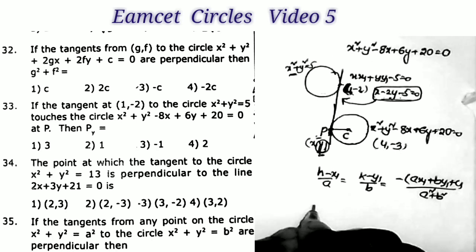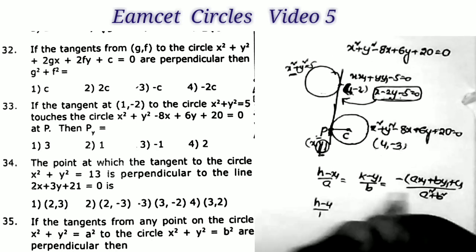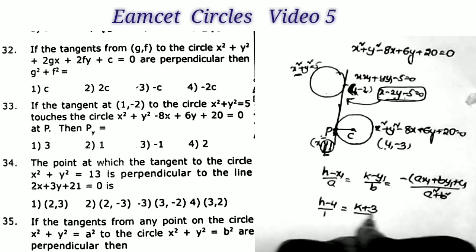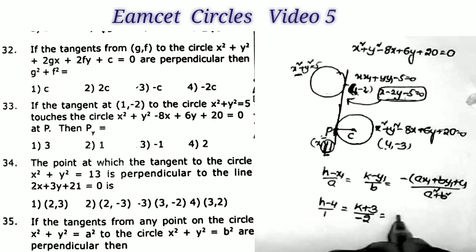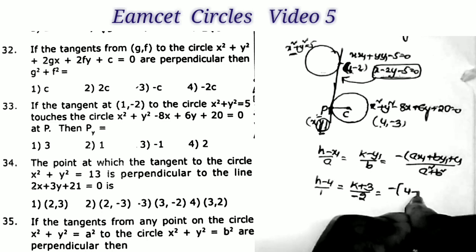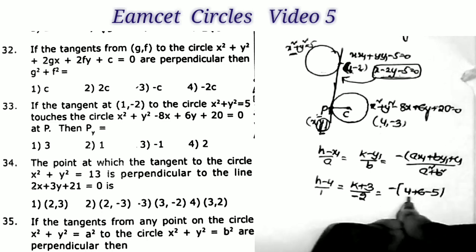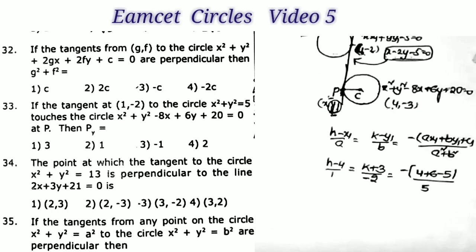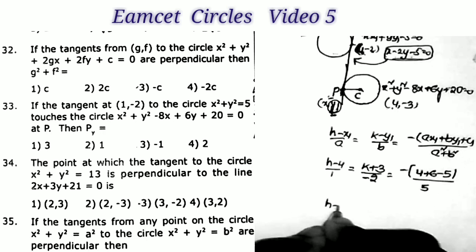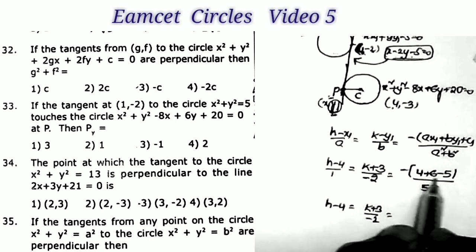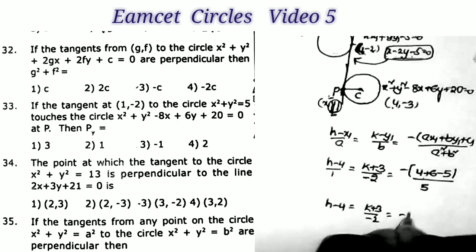Now replacing the values. (h minus 4) by 1, okay, x1 is equal to 4, a is equal to 1, is equal to (k minus minus 3), that is (k plus 3), by b is equal to minus 2, is equal to minus of (a x1, that is 4, plus 6 minus 5) by (a square plus b square), which is 1 plus 4, that is equal to 5. Okay, now this is h minus 4 is equal to (k plus 3) by minus 2 is equal to, what is this value? 10 minus 5 is equal to 5, minus 5 by 5 is equal to minus 1.